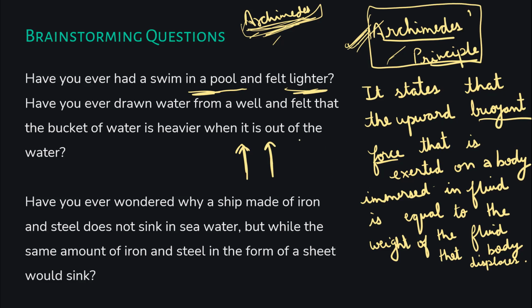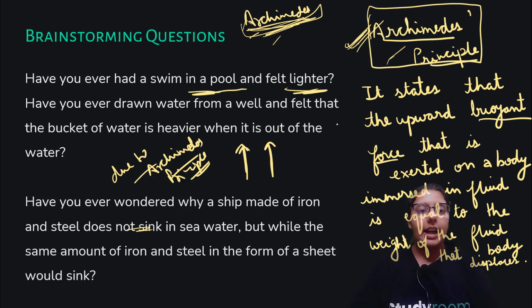Okay, you must watch this story. Have you ever wondered why a ship made of iron and steel does not sink? Same reason, due to Archimedes' principle. What does Archimedes' principle state? That the upward buoyant force is equal to the weight of the fluid displaced. So your iron nail sinks because it has more weight than the water it displaces, correct? Here also Archimedes' principle is applied. So let's quickly read and learn about it. Let's watch this video.